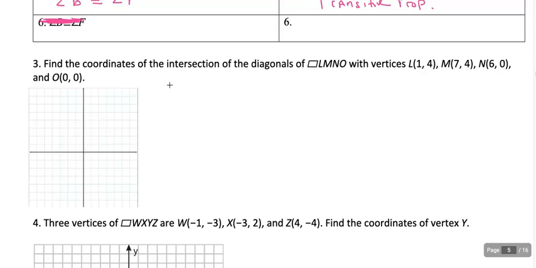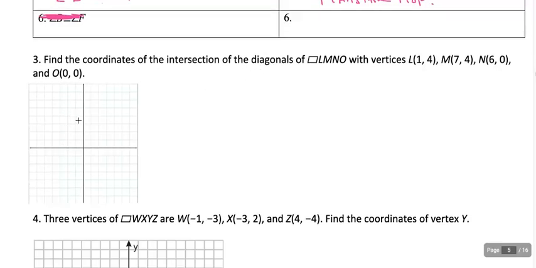Alright, so the next one, we're going to find the coordinates of the intersection of the diagonals. You could do this one with a graph. I put a little graph here. You don't have to do a graph. So the intersection of the diagonals here. You have 4 coordinates, labeled L, M, N, and O. So it's going to be L, M, N, O, right?